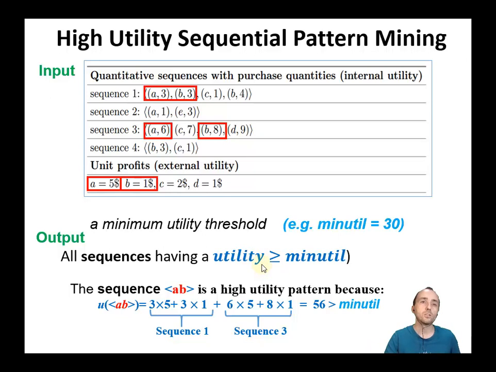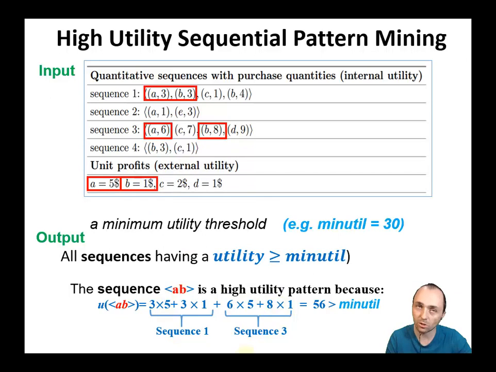So, for example, just to show you how to calculate the utility, if we take the sequence A followed by B, we buy apple and then we buy bread, we say that it is a high utility pattern because the utility of AB in sequence 1 is as follows. We have 3 apples. Apple is $5, so 3 multiplied by 5. We have 3 bread. 1 bread is $1, okay? And then in sequence 3, we have 6 apples and 8 breads. 6 apples for $5 and 8 breads for $1 each.